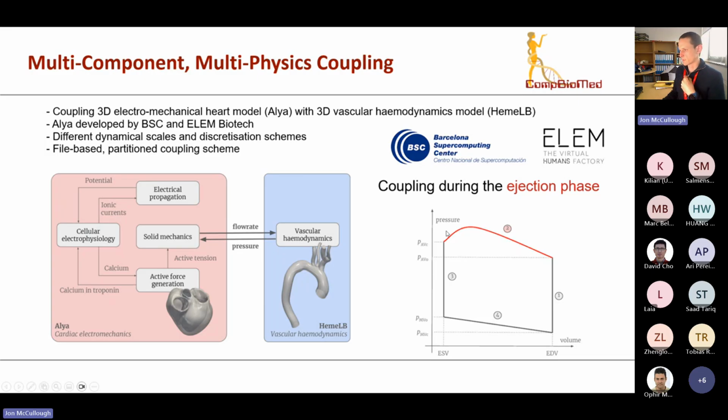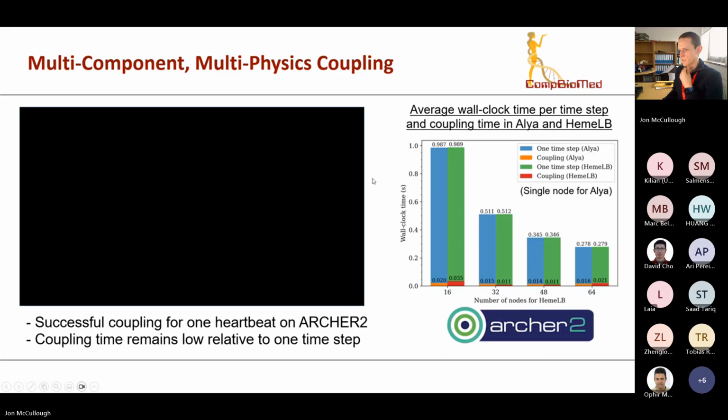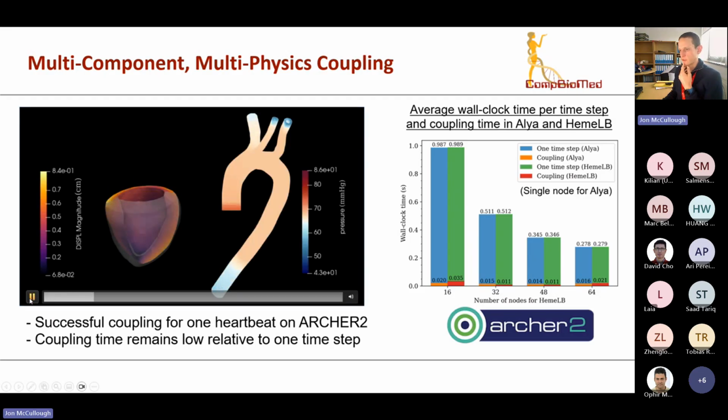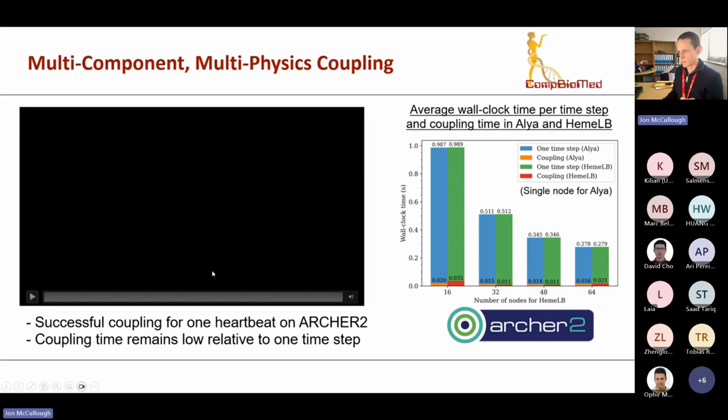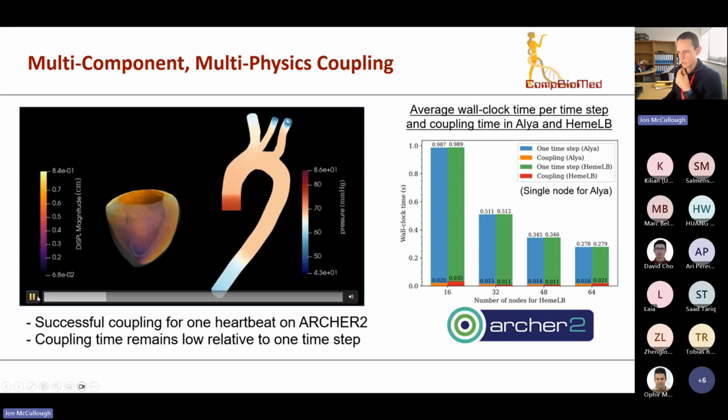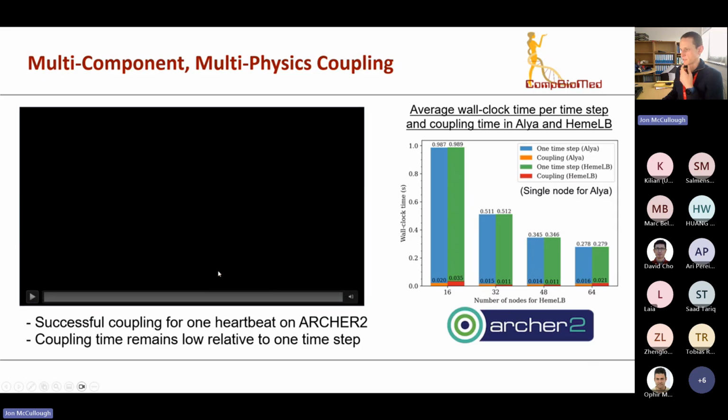And so we have a coupling between the ejection phase of the heartbeat as it pumps flow out of the system, out of the ventricle into the aorta. And we have a video here. It's going to play. There we go. So as the ventricle contracts and pumps out, that is then being passed into the aorta and through the HemeLB simulation. So, again, the heart contracts, blood's pumped out, and then you can see its waveform as it's going through the aorta in the HemeLB simulation.